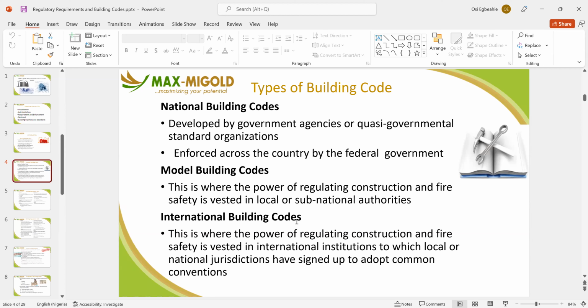Also, we have the International Building Code. This is where the power of regulating construction and fire is vested in international institutions to which local and national jurisdictions have signed up to adopt common conventions. This is very popular probably in the aviation industry, because a lot of airports interact with a lot of international flights. So they're expected to comply with the international standard before your airport can be deemed an international airport. It must meet the minimum required standard.